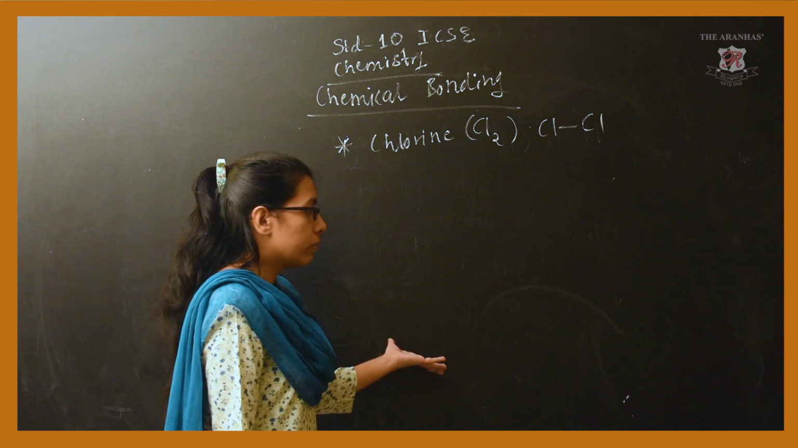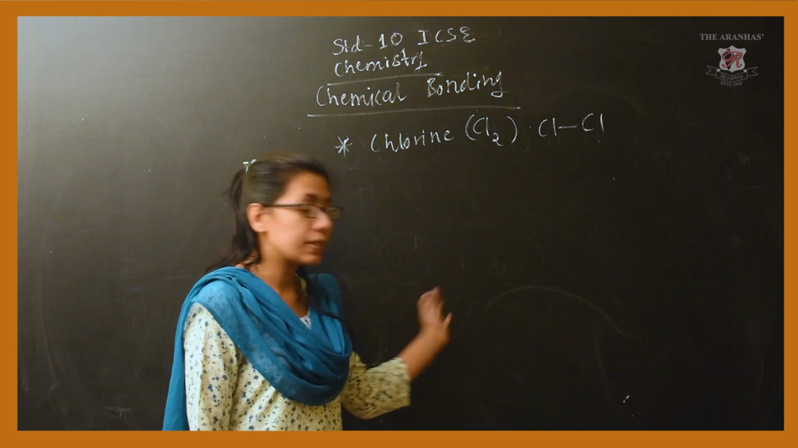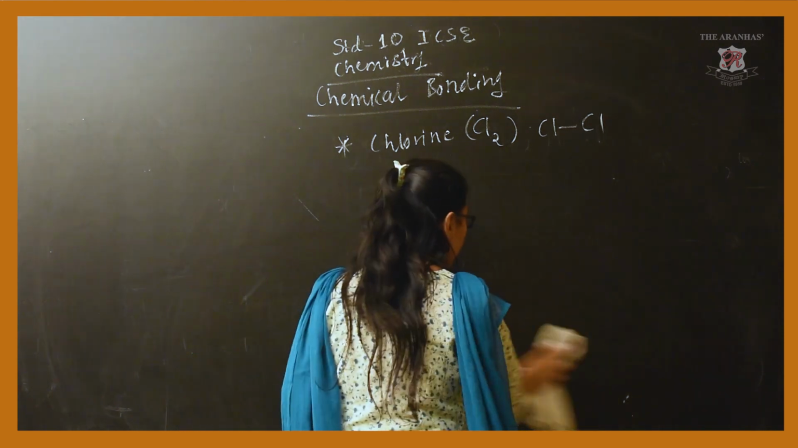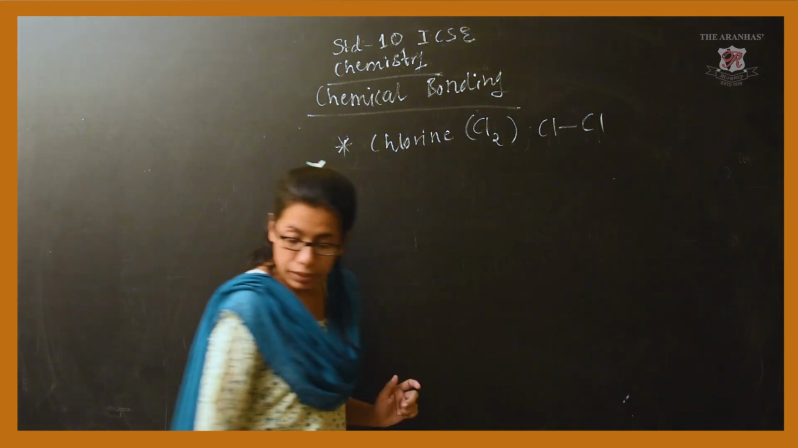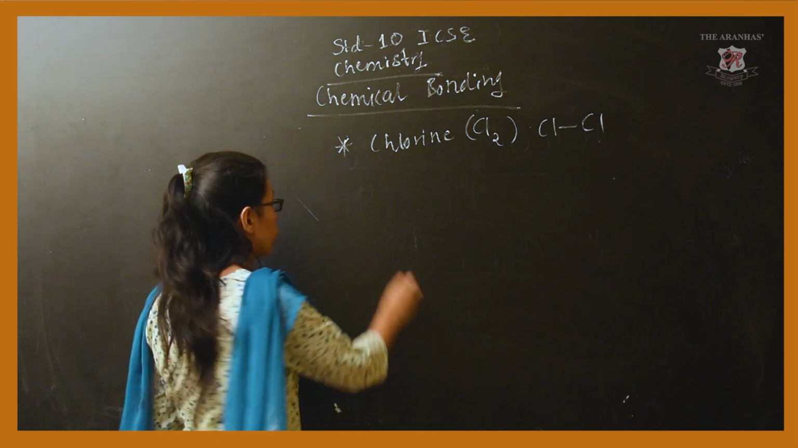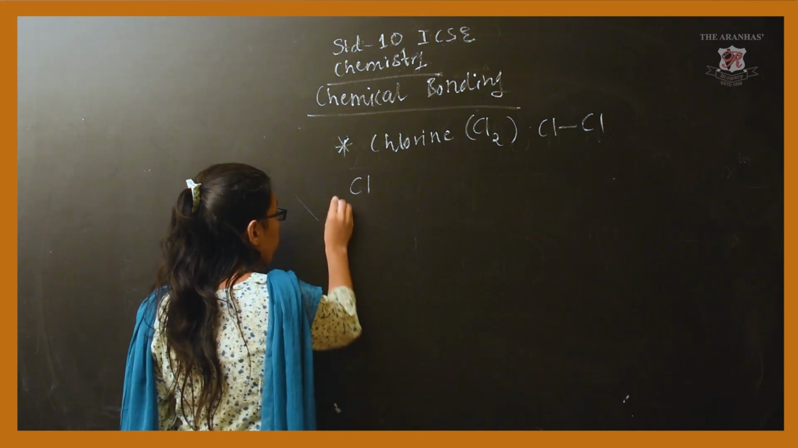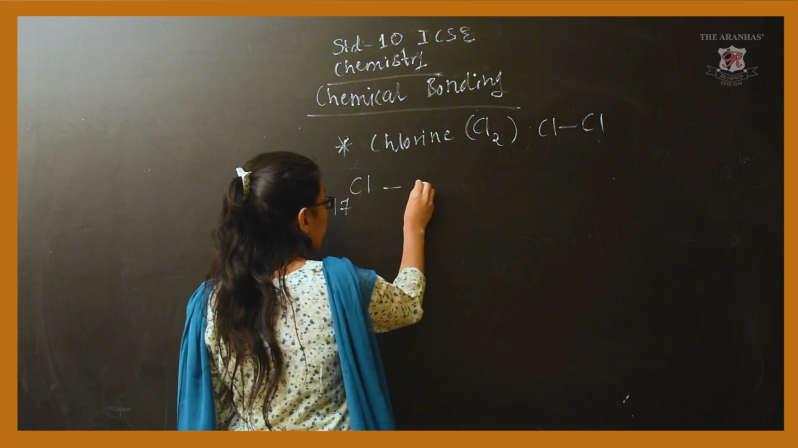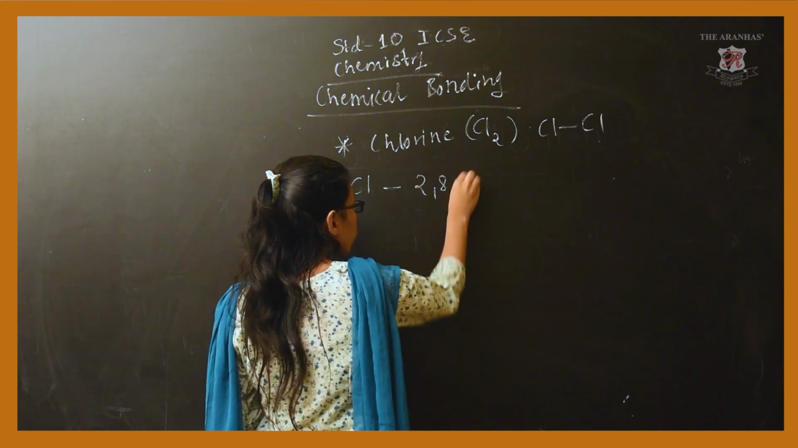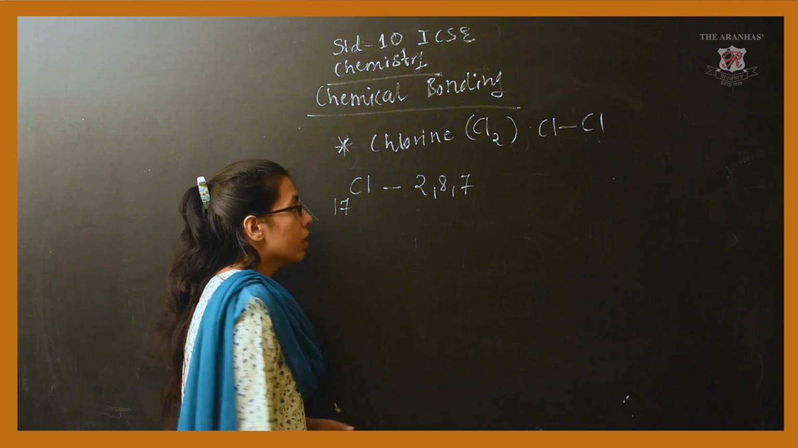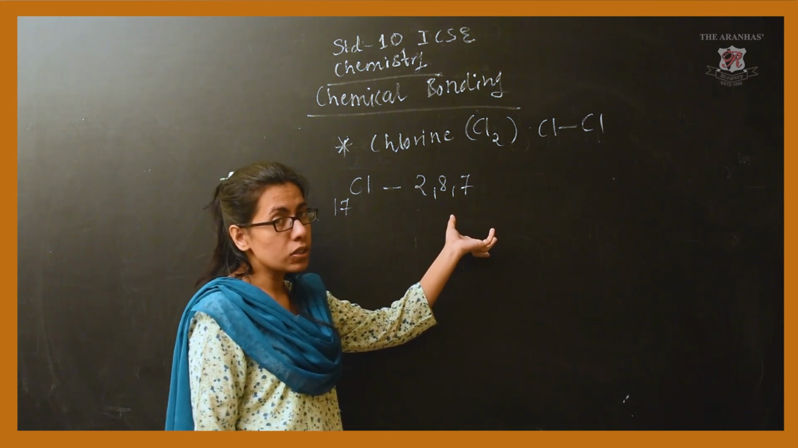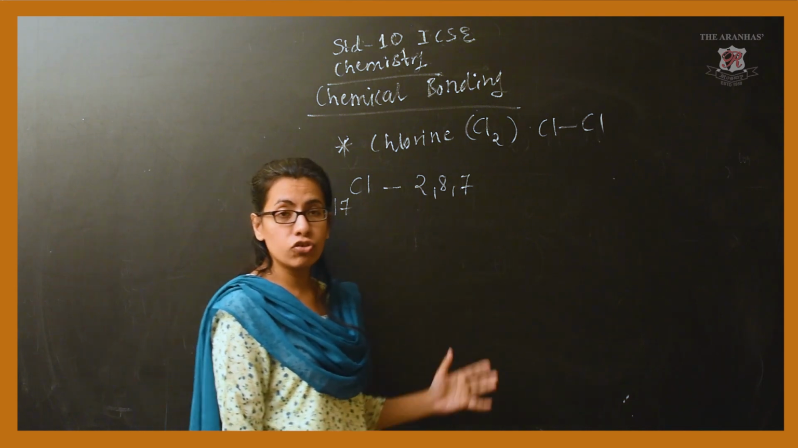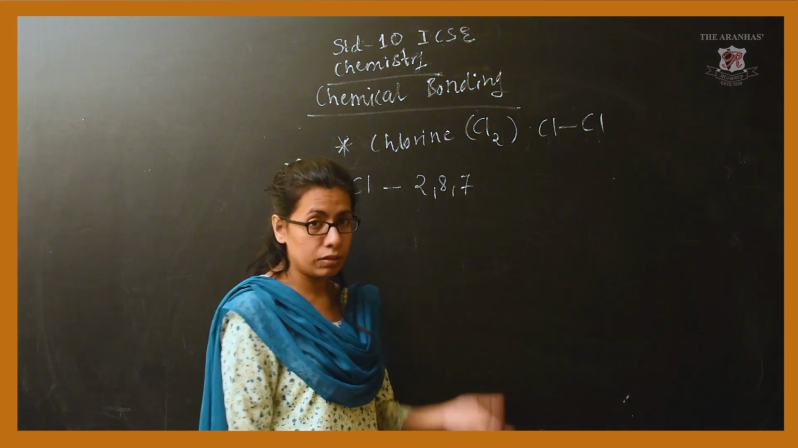Now as we did in the previous procedure, in the same way we have to go for the chlorine molecule covalent bond procedure. First, let us write down the electronic configuration for the chlorine atom. Chlorine's atomic number is 17, and as its atomic number is 17, the configuration becomes 2, 8, 7. Both atoms present over here are chlorine. Now 2, 8, 7 means how many electrons are there in the valence shell? There are a total of 7 electrons present in the valence shell.